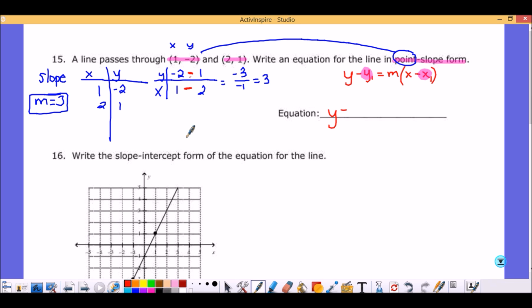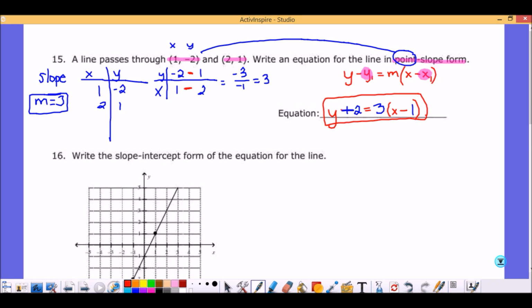So I'm going to start copying the problem down, y minus, and then now notice here in my y, this is negative 2. So careful here. This is y minus a negative 2, which becomes a positive 2. And then now I have equals, the slope that I found is positive 3, so 3. And then now I'm going to copy the rest of the problem down, parentheses x minus, and then notice my x is here, which is 1. So this is my point slope form, y plus 2 equals 3 times the quantity of x minus 1. This is my equation in point slope form.